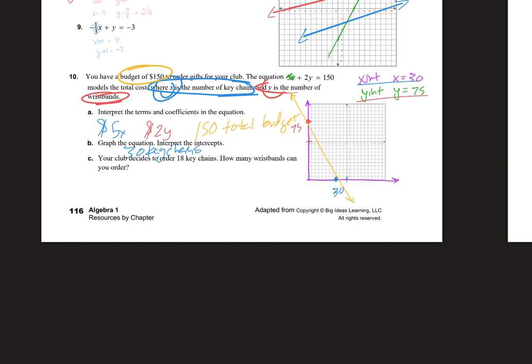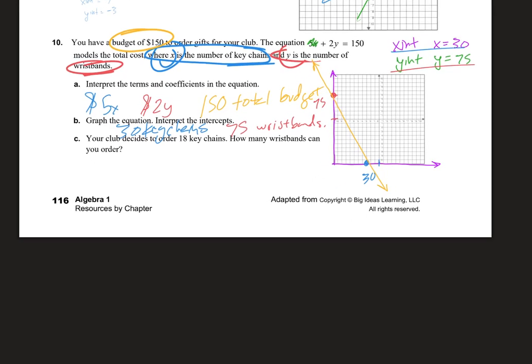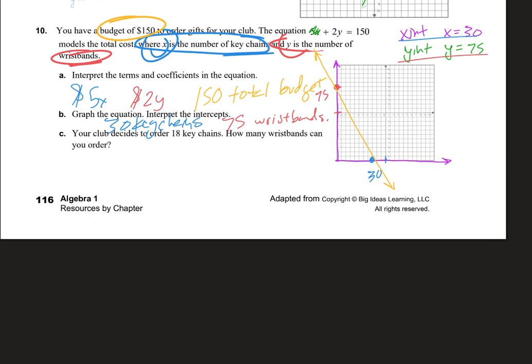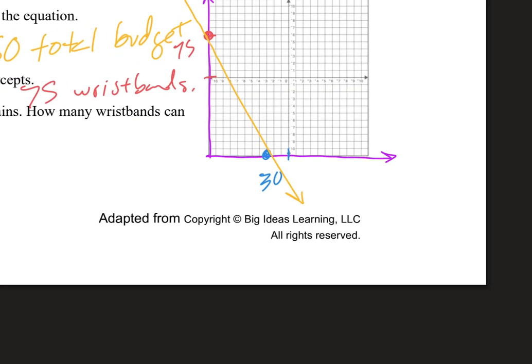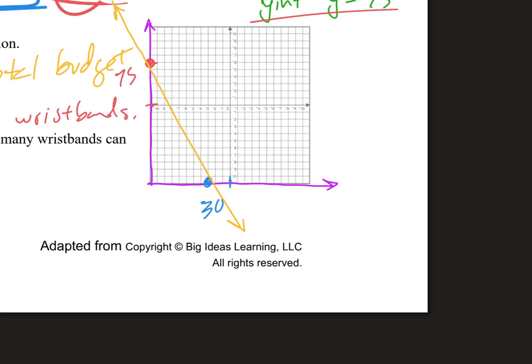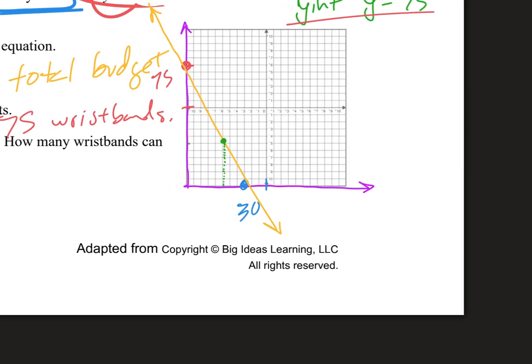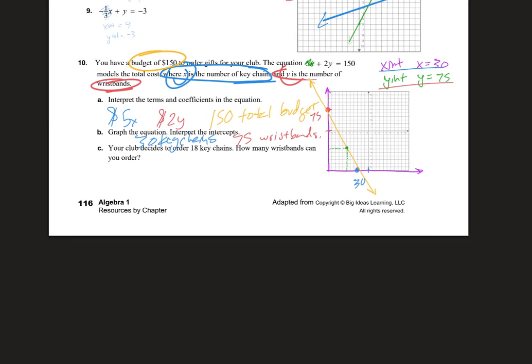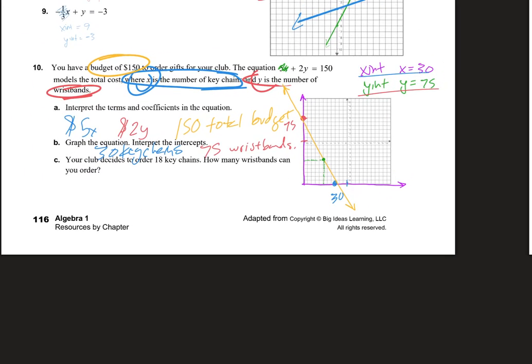And the other one is we could buy 75 wristbands. And your club decides to order 18 keychains. So, you know, had I made this perfect, then I'd be like, oh, okay, boom, 18 keychains cost that much, or, you know, allows us to buy this many wristbands. But we don't know what that is. We're going to have to plug it in pretty much no matter what.